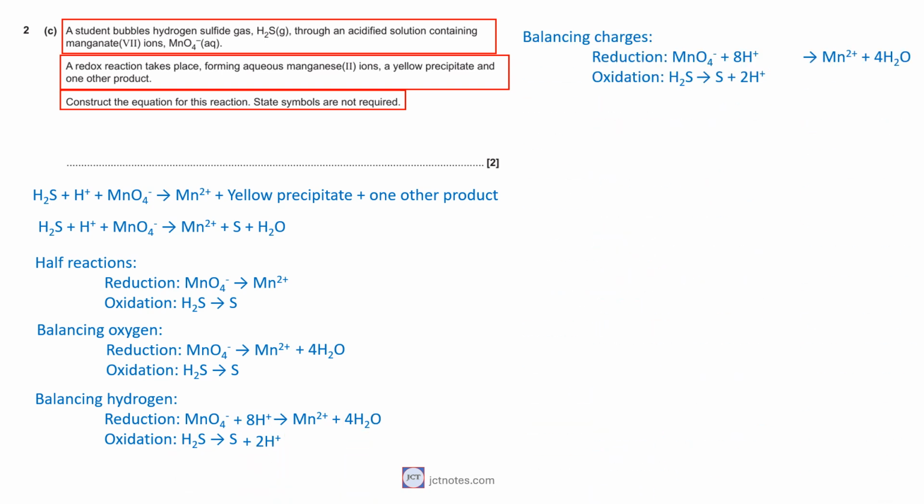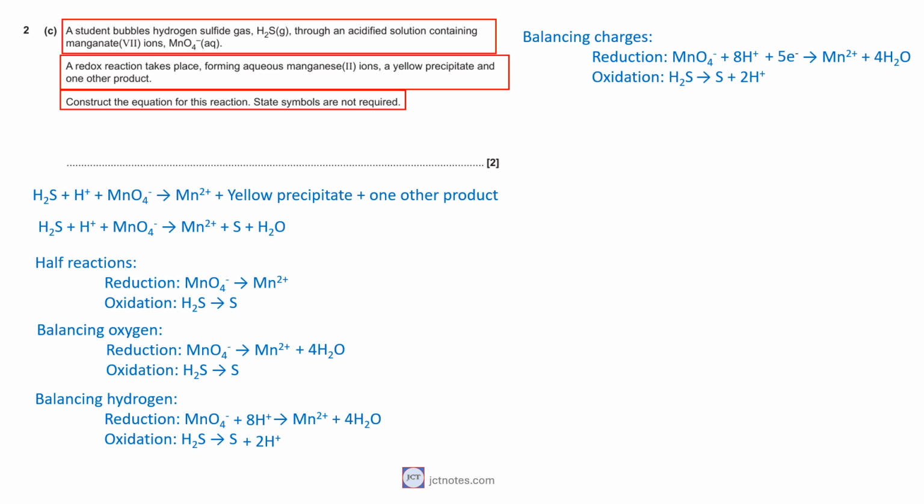We move to balance the charges. In the reactants of the reduction, we have 1 negative charge due to the permanganate and 8 positive charges due to the 8 protons, giving a balance of 7 positive charges. In the product we have 2 positive charges due to the manganese 2. To equalize both sides, we add 5 electrons to the reactants. In the products of the oxidation reaction, we have no charges.